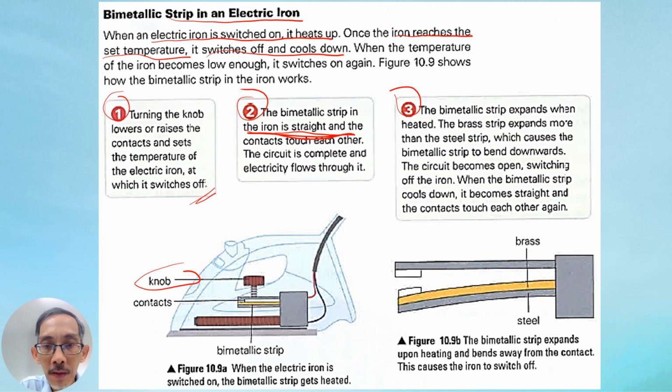So as heat is being supplied, as the iron is switched on, the bimetallic strip absorbs heat, or as heat is transferred into the bimetallic strip, it will expand.